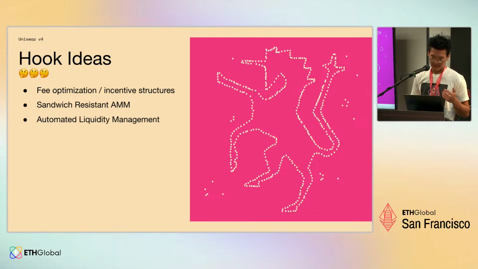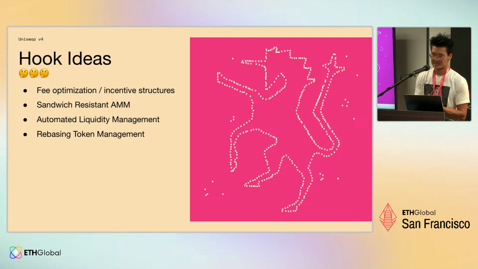You can do things like automated liquidity management. So after swap, you could compound somebody's fees, like auto compound their fees. You could expand their positions. You could decrease or concentrate their positions. There are a lot of fun little liquidity management things you can do inside of a hook.